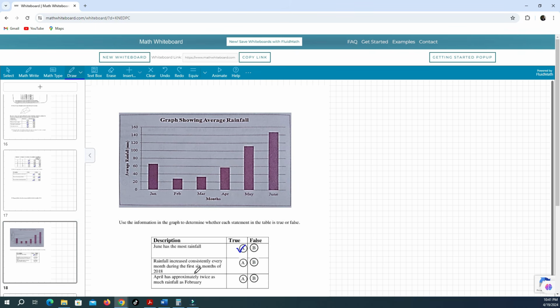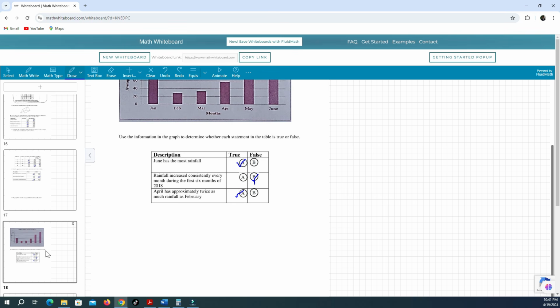Rainfall increased consistently every month during the first 6 months of 2018. It says it increased consistently for 6 months. 1, 2, 3, 4, 5, 6. No, because it was high, then it went low, then it started going up again. From February it has been consistent, but January it was high and then it dropped. So I say this is false. April has approximately twice as much rainfall as February. Yeah, that is true. I'll take that. So I think that's 39.